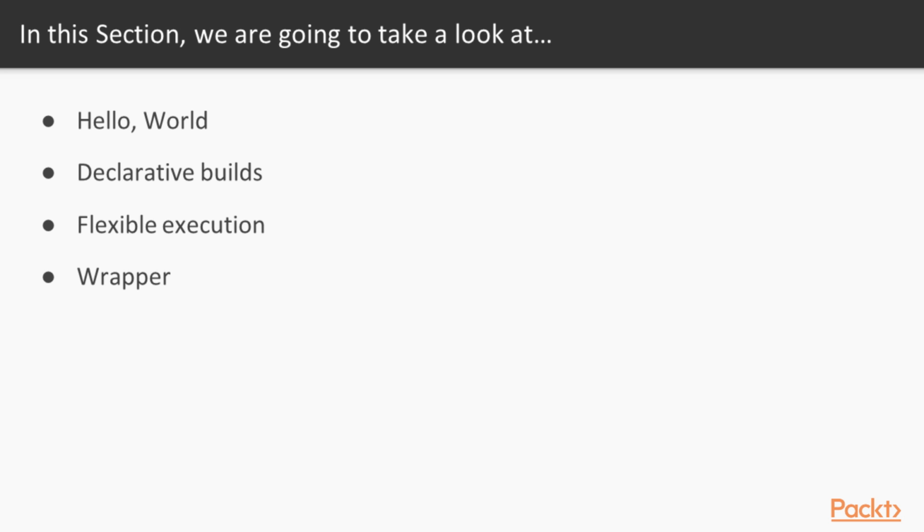We'll write the Hello World Gradle build file, following the good tradition of learning new programming languages. Then we'll introduce two declarative concepts to define a build for a project. After that, we'll learn more about the Gradle command line interface and how we can use it. In the last video of this section, we'll create a Gradle wrapper and we'll understand why it's needed.